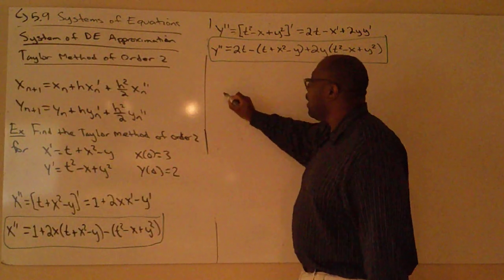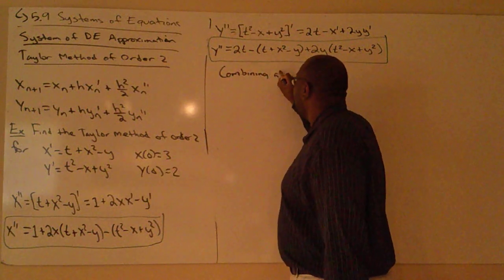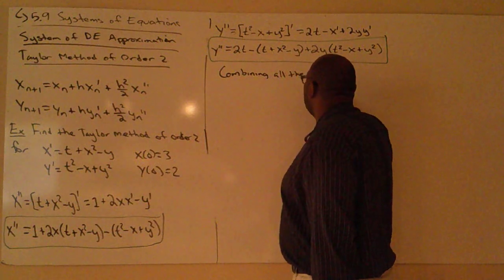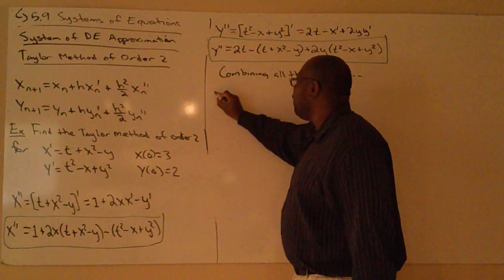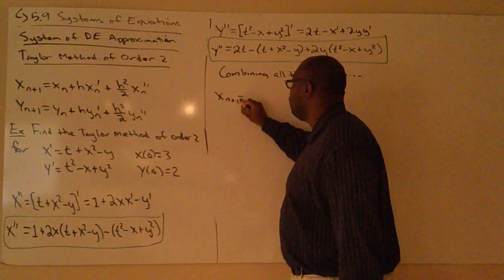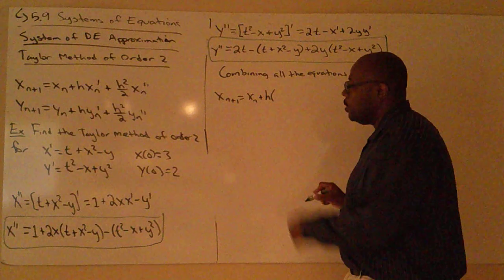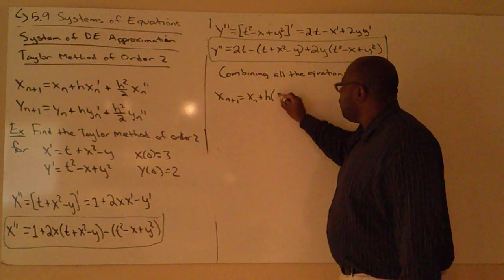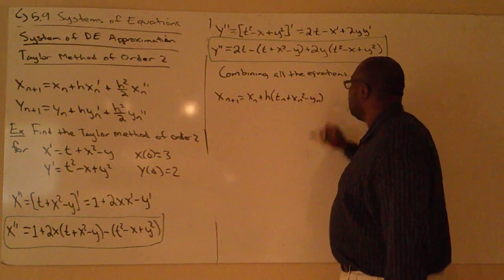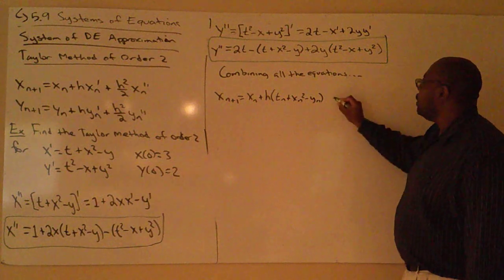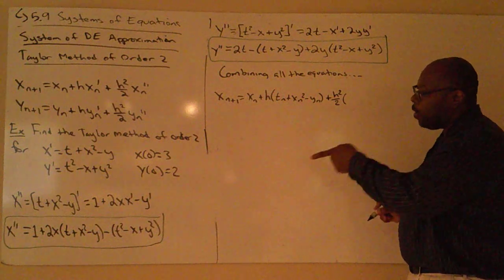So we have x and y, so Taylor series, let's combine everything together, all the equations. We have, for our Taylor method of order 2, x of n plus 1 is equal to x of n plus h times the quantity x of n, which is going to be t sub n plus x sub n squared minus y sub n, plus h squared over 2 times x of n double prime, which is this thing down here.